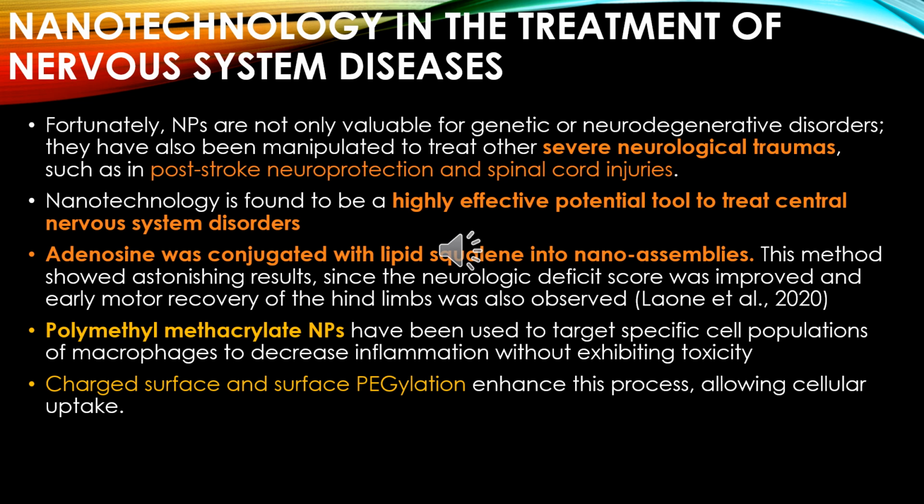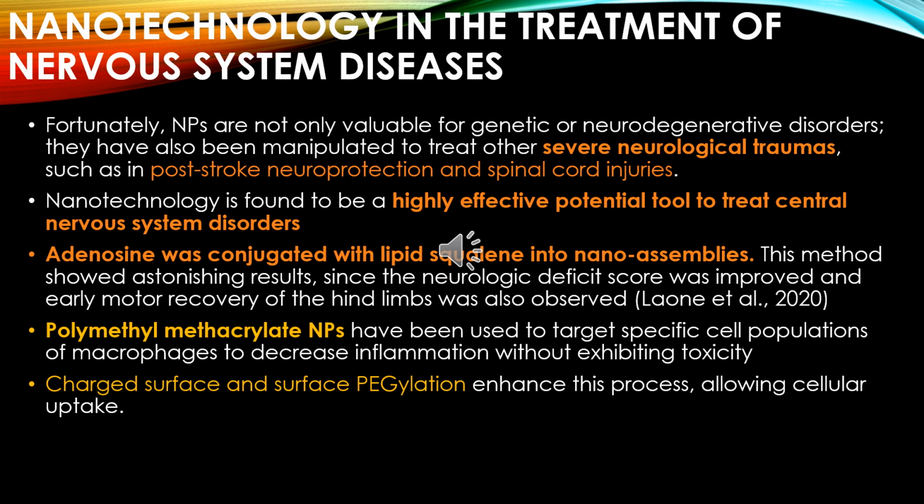And a second good example is polymethyl methacrylate nanoparticle, which is used to target a specific cell population of macrophages to decrease the inflammation without exhibiting any toxicity. We know that macrophages have been observed to perform a key role in the entire inflammation process of microglia. These macrophages contribute to the chronic phase of neurodegenerative diseases, and hence they can be explored for better therapeutic targets. Hence, this polymethyl methacrylate has been studied and it has shown that it decreases the inflammation caused by macrophages and it does not exhibit any toxicity.